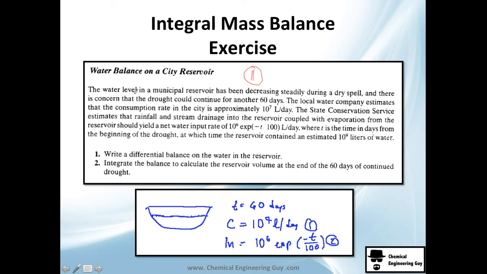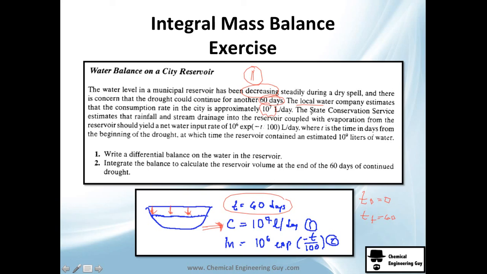So let's continue. The water level in a municipal reservoir has been decreasing. Water is decreasing, probably because of consumption and evaporation. It's going to continue for 60 days. So they are telling you already how much time. So T0 will obviously be 0 and T final will be 60. Hopefully you know that, guys. They estimate the consumption, probably they measure it, or I don't know.